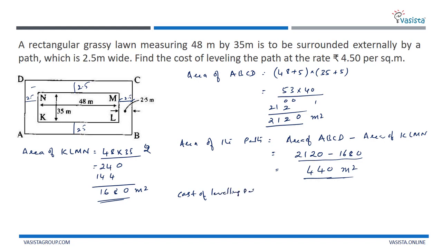Now we are supposed to find the cost of leveling the path. They have given per square meter is 4 rupees 50 paisa. So we have 440 meter square, that is area into 4 rupees 50 paisa. Multiply it. 5 0s are 0, 5 4s are 20, 0, 2 carry, 5 4s are 20 plus 2, 22.